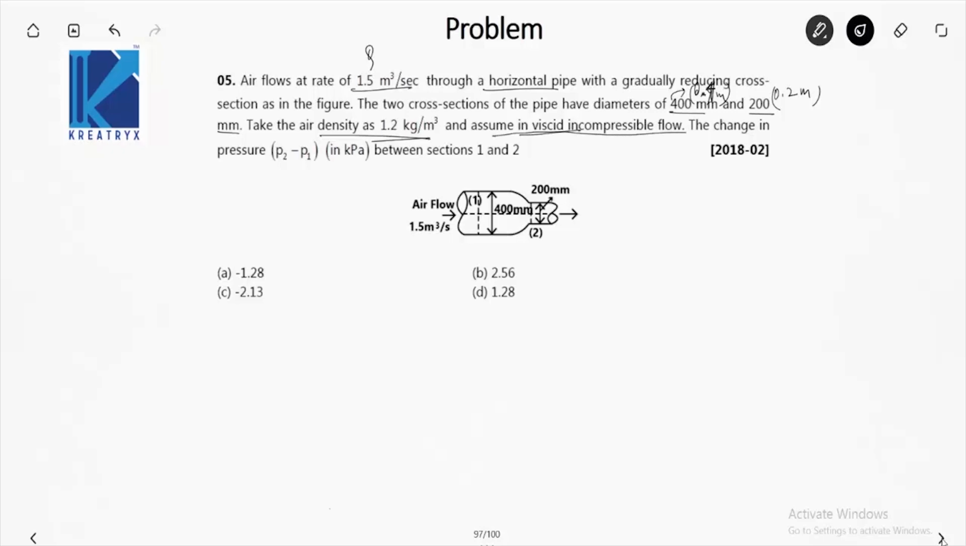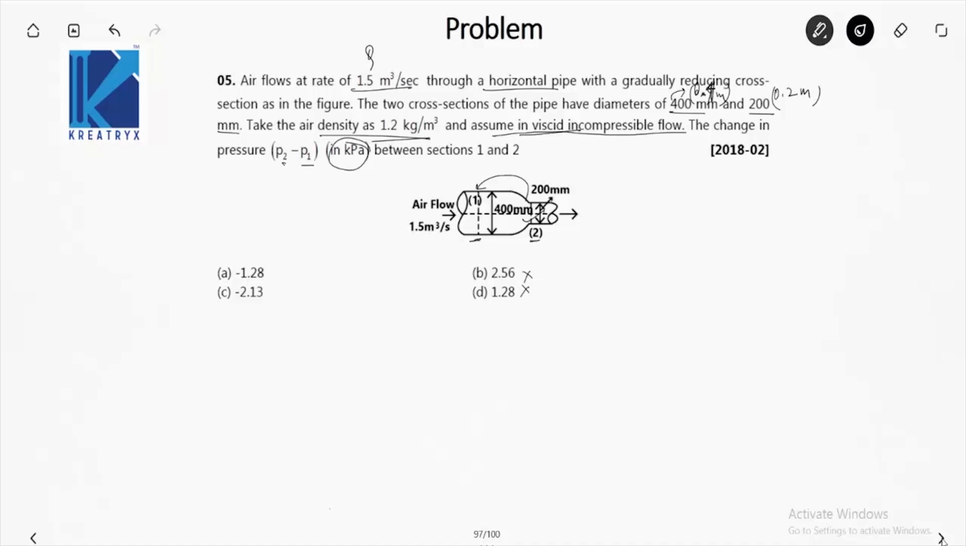So that means we can apply Bernoulli's equation. The change in pressure P2 minus P1 in kilopascal. You can see from the figure that at point 2 the pressure will be less than the pressure at point 1, because the velocity at point 2 will be greater than the velocity at point 1. So that means B and D get rejected automatically.